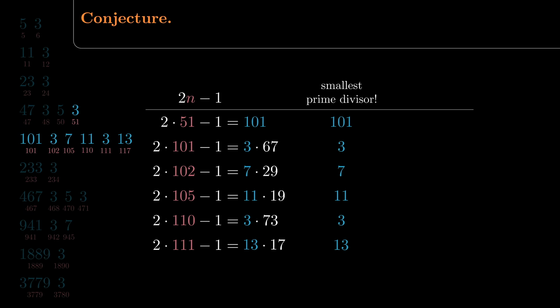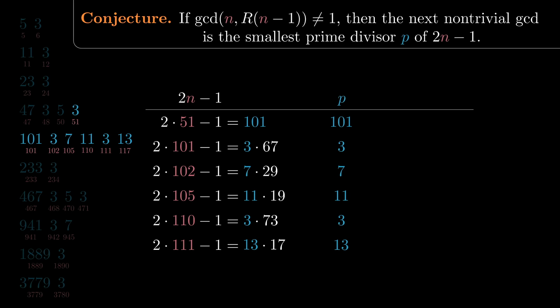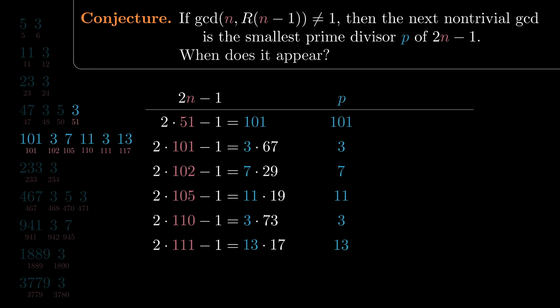So here's our conjecture. If the GCD of n and R of n minus 1 is not 1, then the next non-trivial GCD that appears, that is, the next GCD that is not 1, is the smallest prime divisor of 2n minus 1. Let's call it p. When does this next non-trivial GCD appear? In other words, if we're currently at index n, then running the recurrence will take us to n plus 1, n plus 2, and so on.